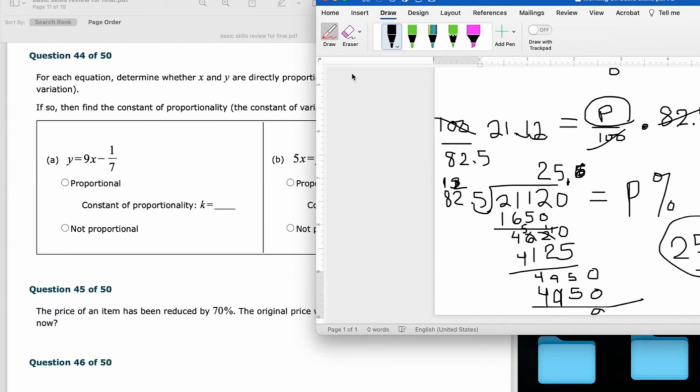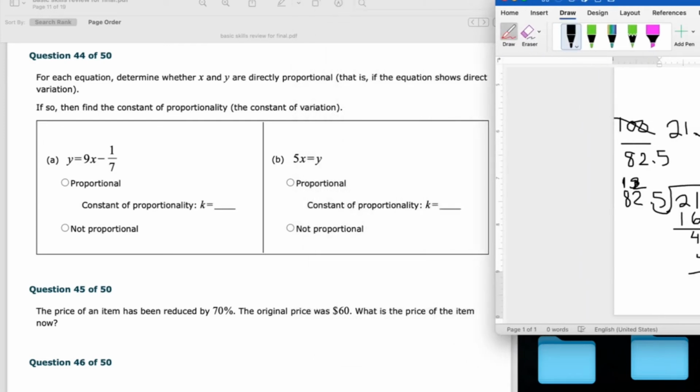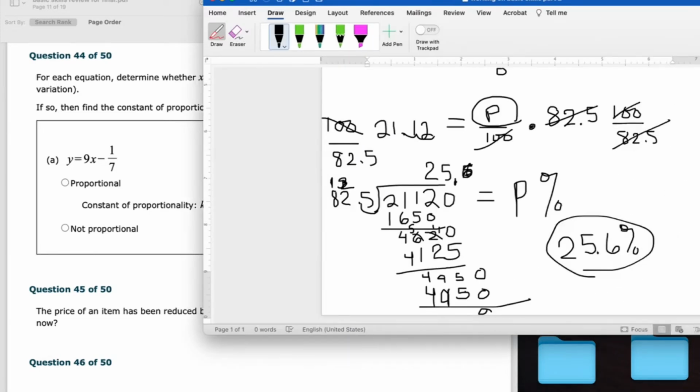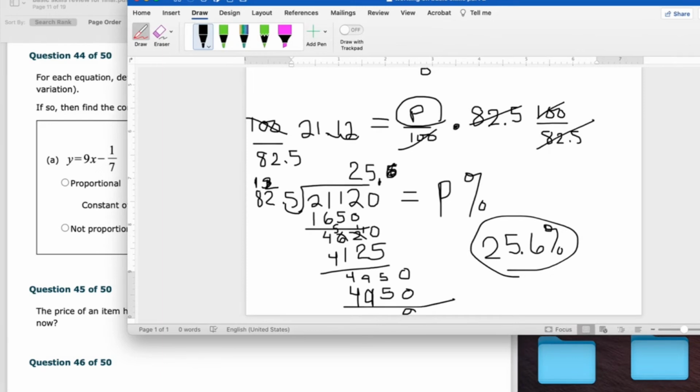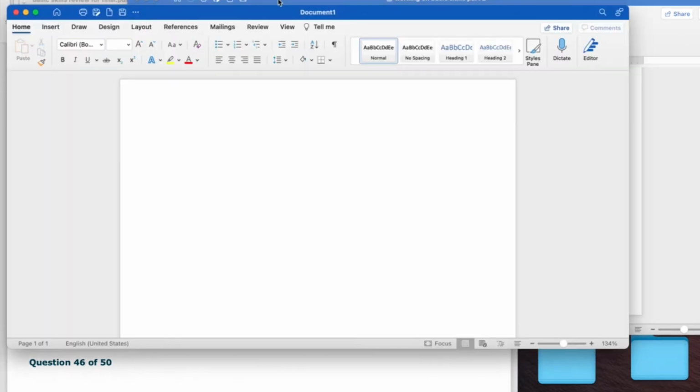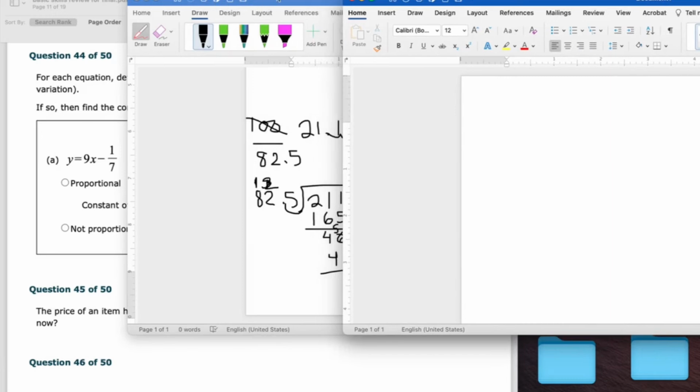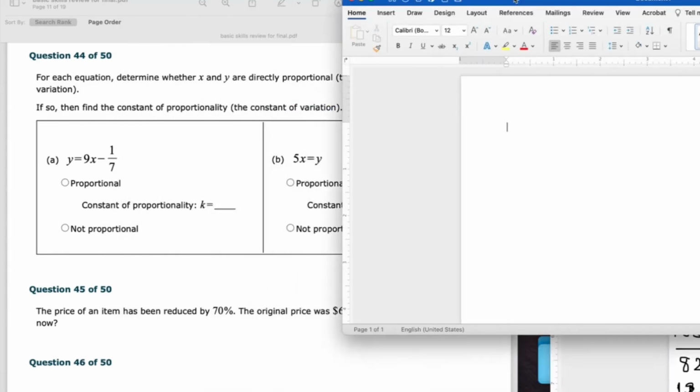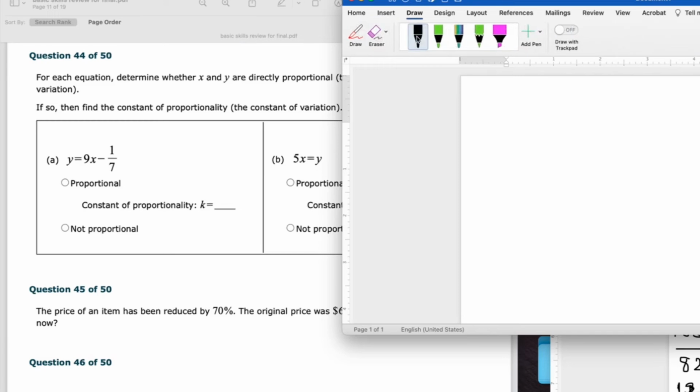Okay, so let's look at number 44 and see if this one is one that we're going to need to work. Okay, so it says for each equation, determine whether x and y are directly proportional. That is, if the equation shows direct variation. Now remember, direct variation goes through 0, 0. I'm going to write down your direct variation formula, which is y equals kx.